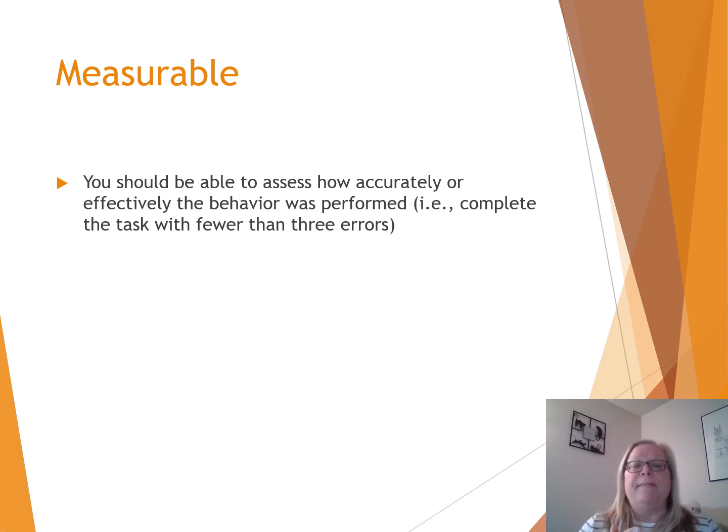So for measurable, an example given here, you might want them to complete the task with fewer than 3 errors. You might want them to complete the task within a limited amount of time. So if we want students to be able to find the African American Studies courses on the WMU course offerings page or in the course catalog, we might want them to be able to identify 2 different courses that might fit into their degree program. That would be a measurable objective.